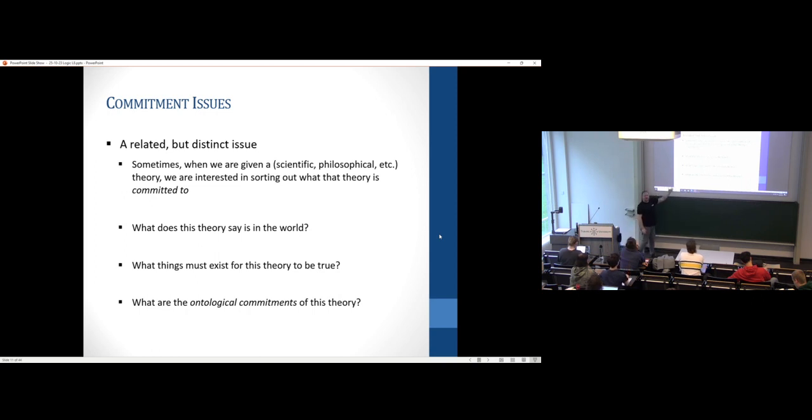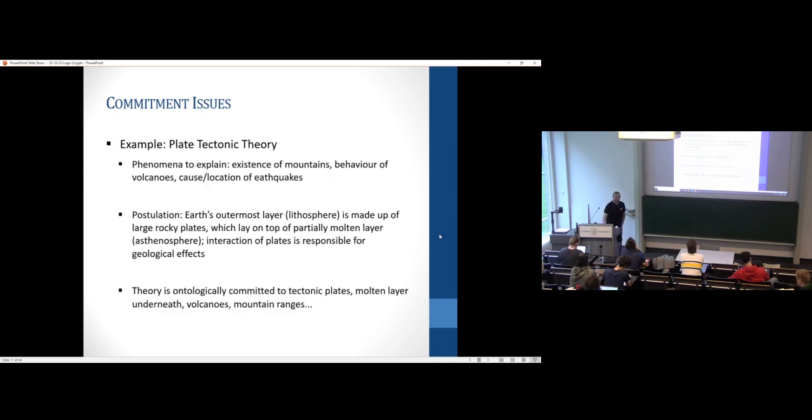So the idea here with ontological commitment. Ontology, I expect you've come across this word already in your metaphysics class. Ontology is something like the study of being, the study of what there is, what exists. So ontological commitments are going to be the things that a theory says exist. What does the theory have to have in order to be true?